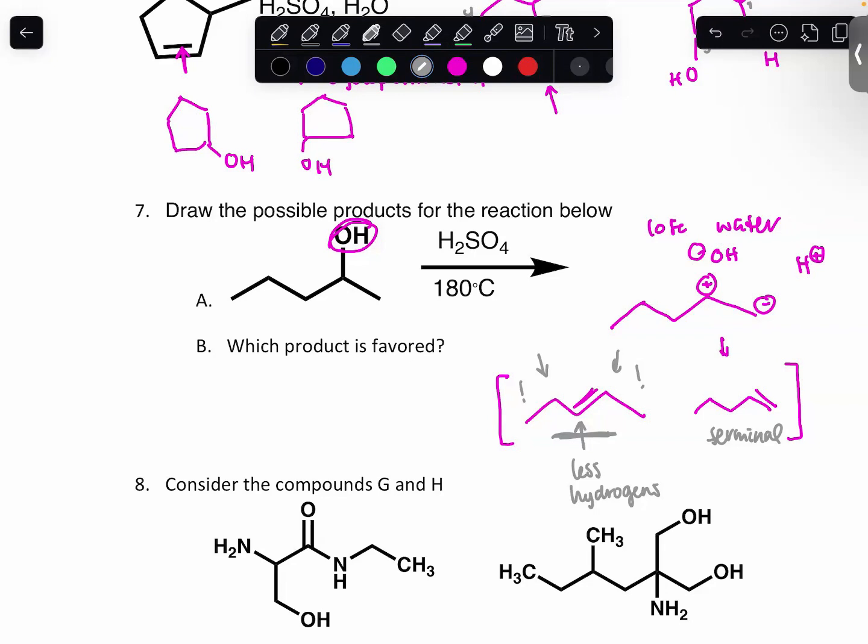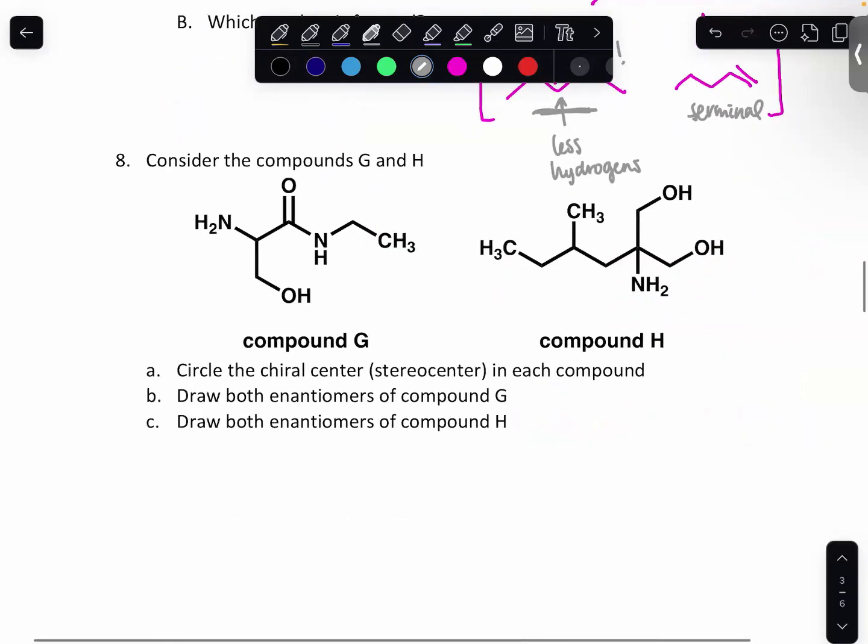Feel good about this one? Yes, no, maybe so? Consider the compounds G and H. Circle the chiral center in each compound, and then we're going to draw both enantiomers of each compound. So, let's start by numbering our carbons. I'll start with this one. Actually, we're numbering the chain. Which atom is our chiral center on this one?